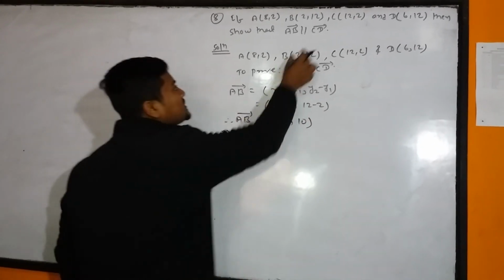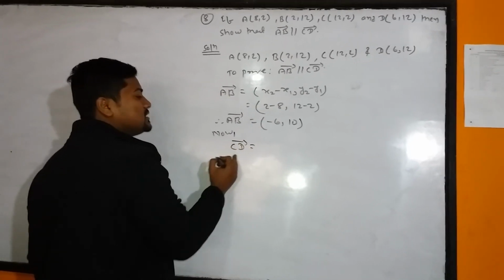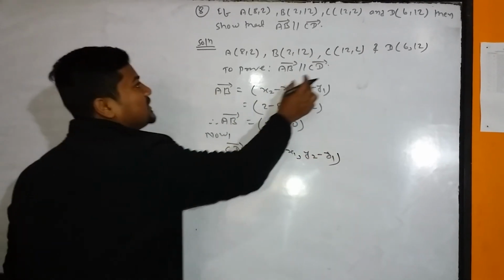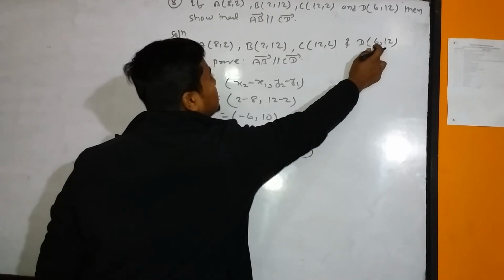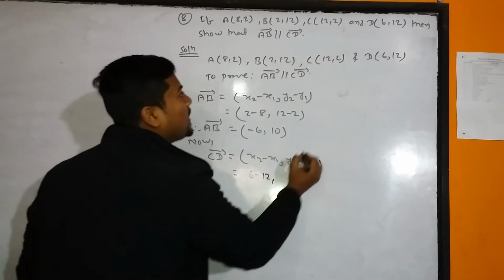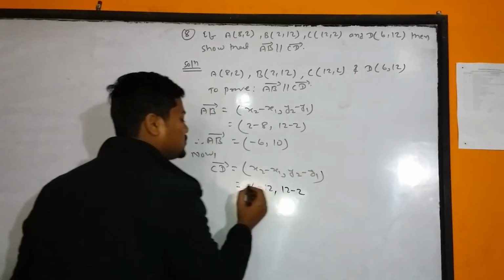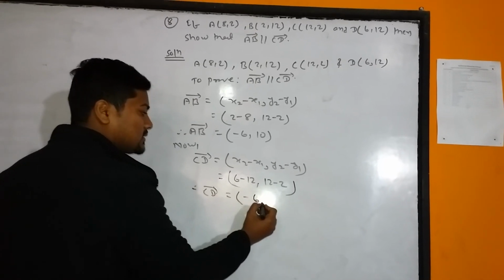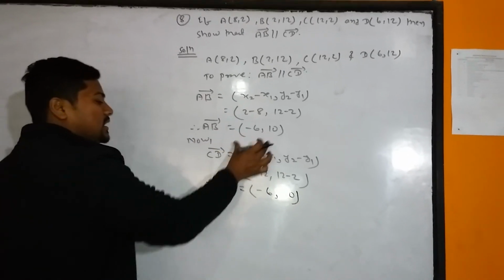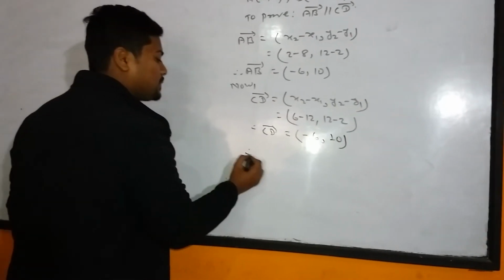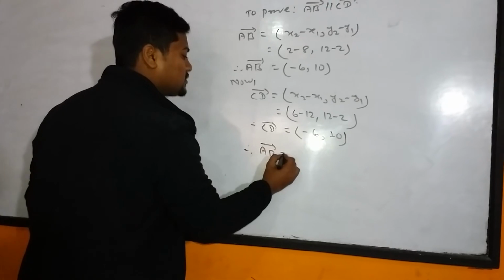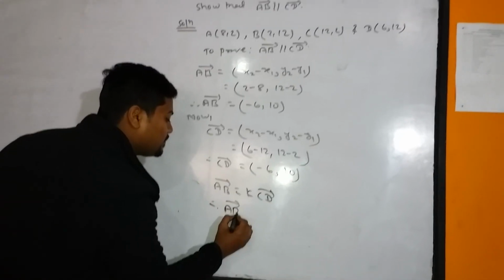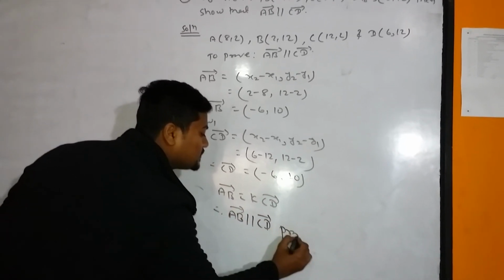Now we have to find CD vector. CD vector formula is x2 minus x1 comma y2 minus y1. So x1 y1 x2 y2: 6 minus 12 comma 12 minus 2. So what will come here? Therefore CD vector is equal to minus 6 comma 10. Look here, AB vector and CD vector both are equal. It means AB vector is equal to k times CD vector. Therefore we can write AB vector parallel to CD vector, proved.